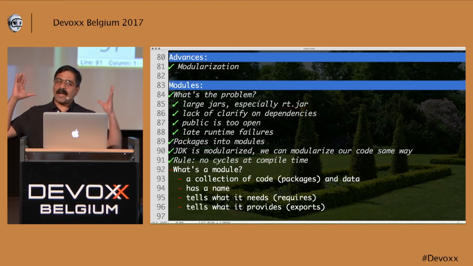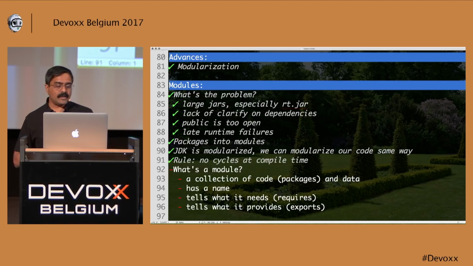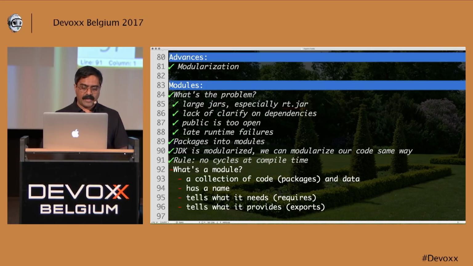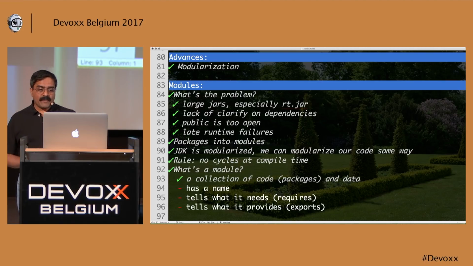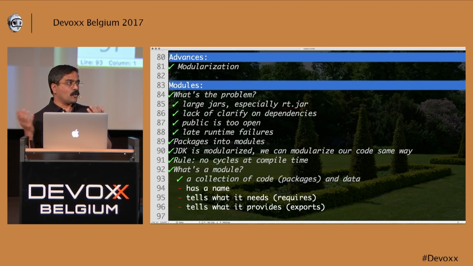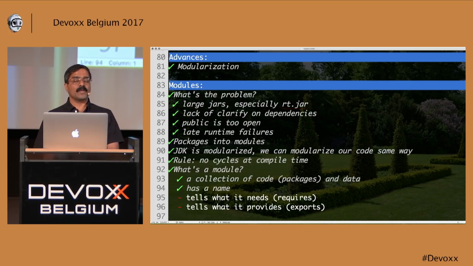And as a result, you have this hierarchy built up in front of you, and you have clear dependency being specified, and you have all these things with no cycles at compile time. So what's a module? A module is a collection of code, packages, source code, compiled into bytecode, obviously, data, and then, of course, you have resources and stuff like that. A module has a name. A name is simply a reverse DNS name. So make it as unique as you can.